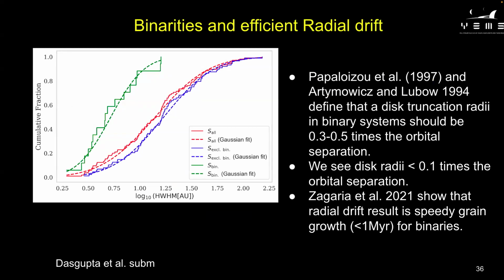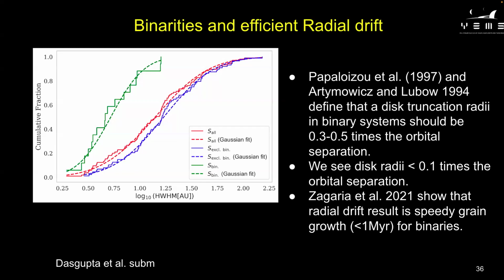Another result is what is happening with the binaries. Anurup is studying this as well, and what we are discussing in this paper is that the binary systems are much smaller compared to single star systems. So what would be happening is the truncation radius. Basically it's 0.3 to 0.5 times the orbital separation between the two binaries. The individual binary disks are much smaller than the radial distance, which suggests that there will be much faster radial drift.